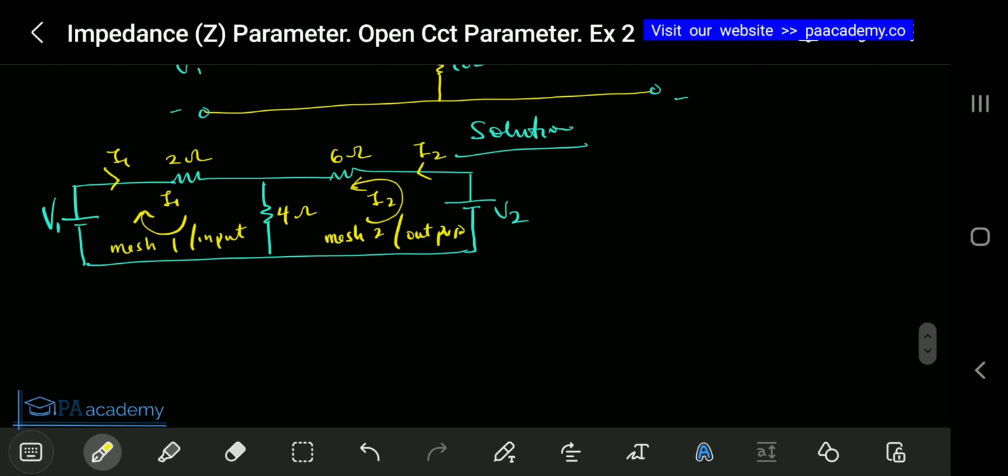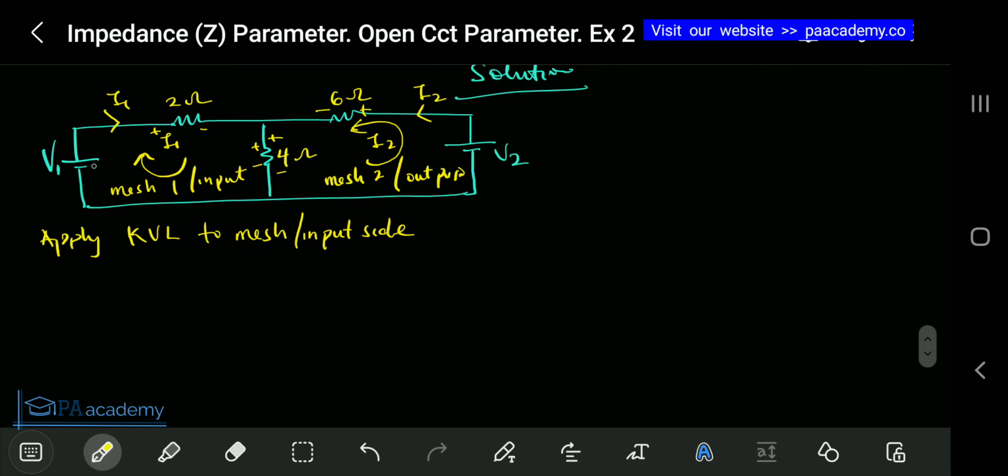Let's also add the polarities to the resistors based on the direction of current. For this one, it will be positive, negative. For the 4 ohm, positive, negative. For I2, on the 6 ohm, this will be positive, negative, and this will be positive, negative. So let's go ahead and apply KVL to mesh 1, or you can call it the input side.